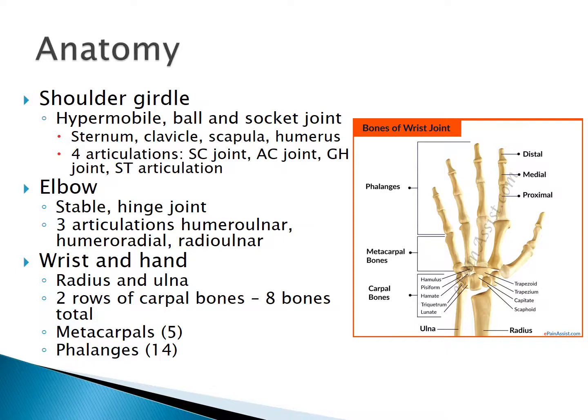2 rows of carpal bones are present in the wrist. The proximal row articulates with the radius and ulna, and the distal row articulates with the metacarpals. The proximal row of bones from lateral to medial are the scaphoid, lunate, triquetrum, and pisiform. The distal row of bones from lateral to medial are the trapezium, trapezoid, capitate, and hamate. In addition to the 8 carpal bones, there are 5 metacarpals and 14 phalanges.